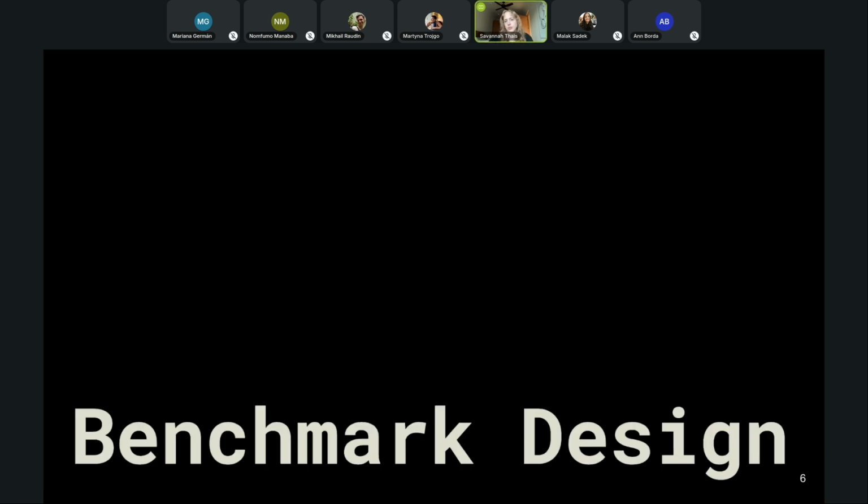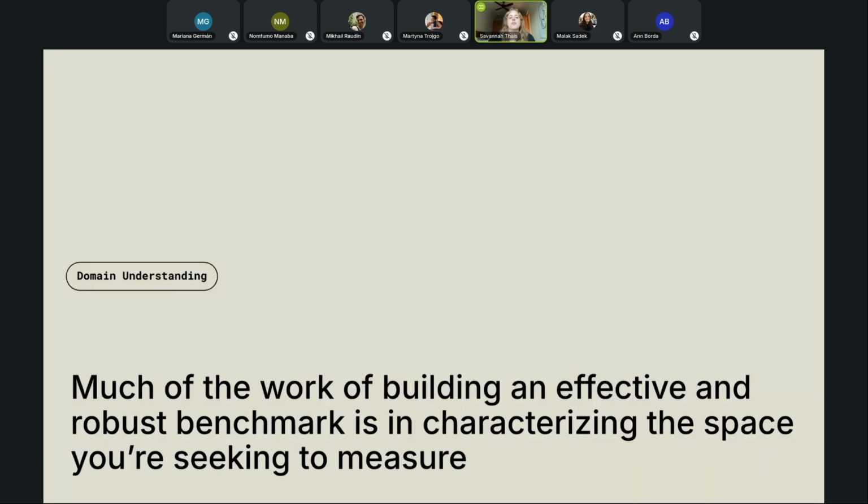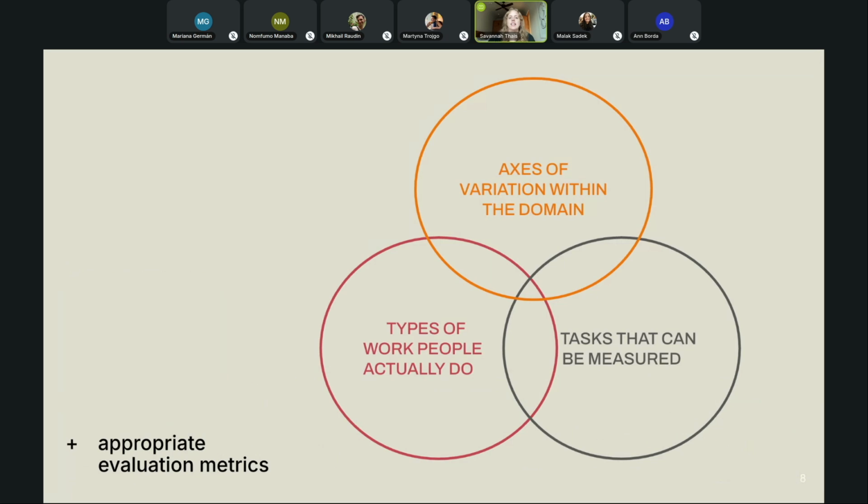Okay, so getting into how we designed the benchmark. A lot of the work of building a good and useful benchmark is in characterizing the space that we want to measure. I like to think about benchmarks as requiring four things. First, you want your benchmark to be true to the type of work people actually do. This is a huge problem called construct validity, where a lot of benchmarks are designed so that they're easy to score or easy to evaluate LLMs with, but they're not actually close to the way people use LLMs in practice.